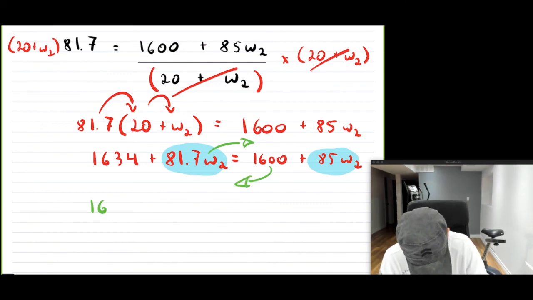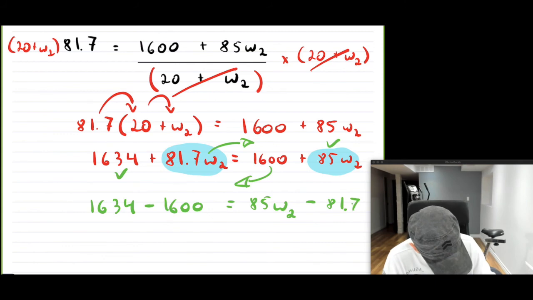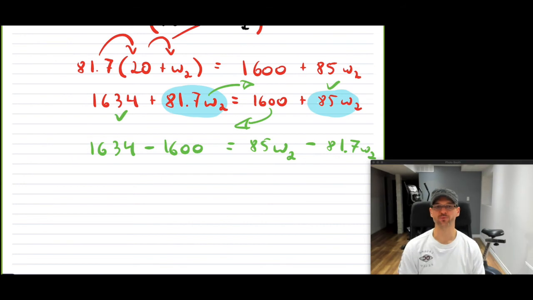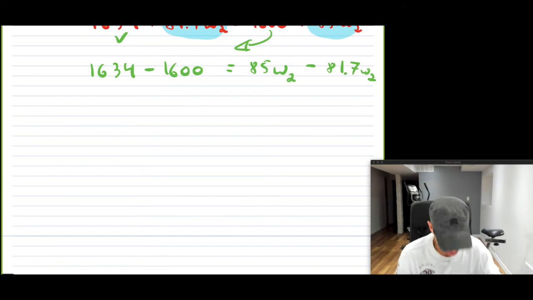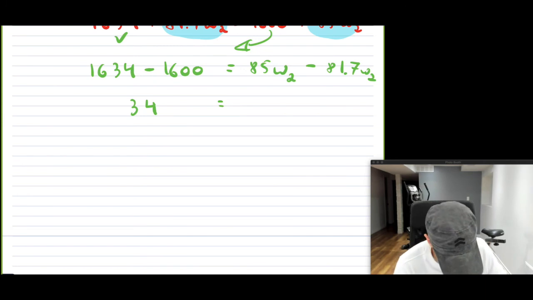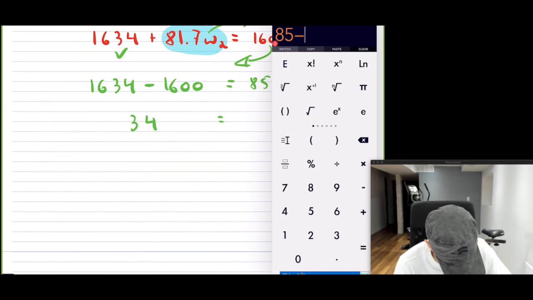So what I'm going to get is 1634 minus 1600, so that's there. And then I'm going to get 85 W2, that's from here, minus 81.7 W2. All right, so now I have like terms, I can collect them together, and we're almost done. This one is much easier, so this is going to be just 34 equals 85 minus 81.7, so that's 3.3 W2.